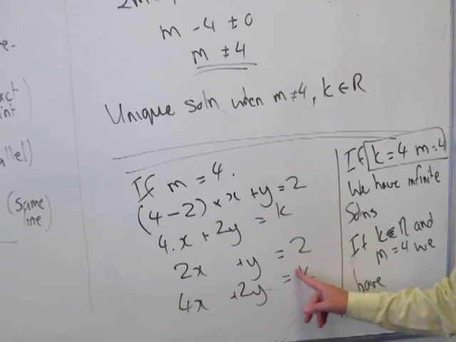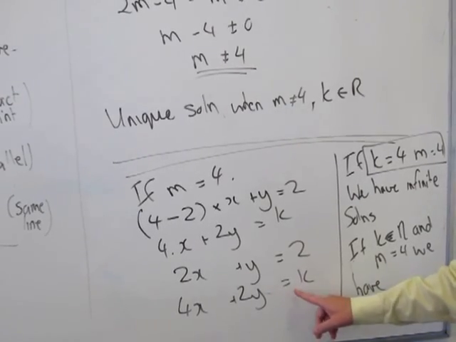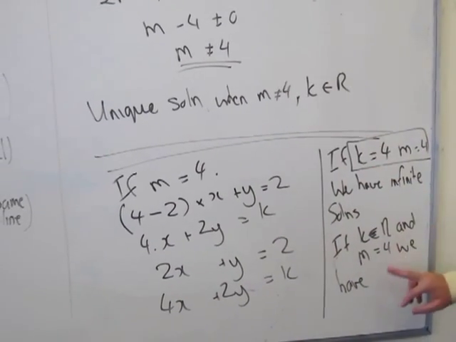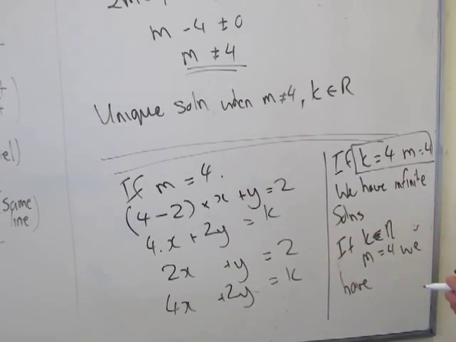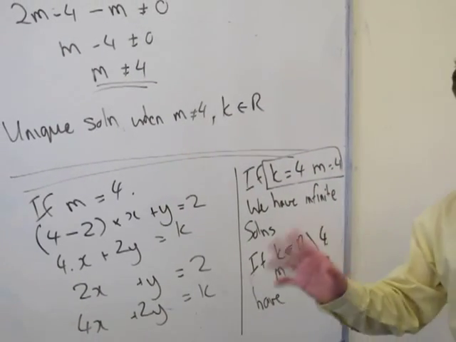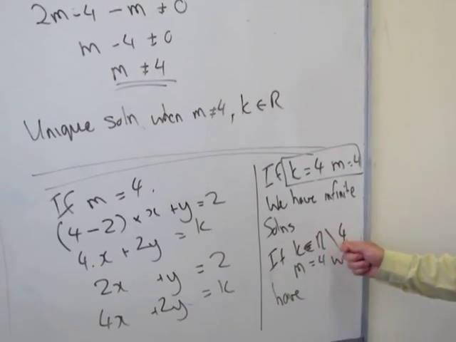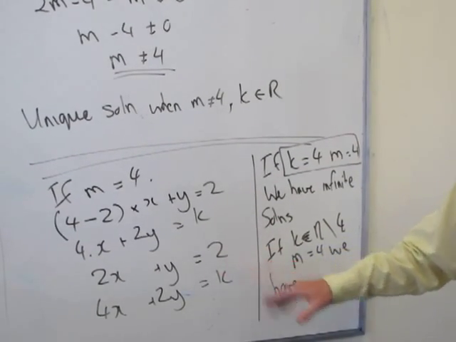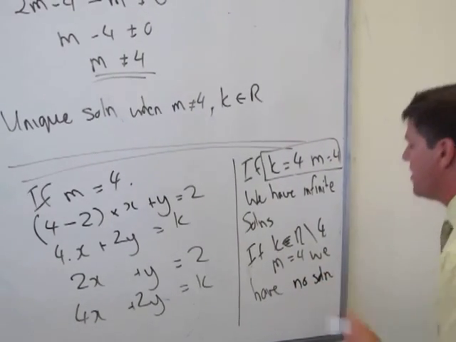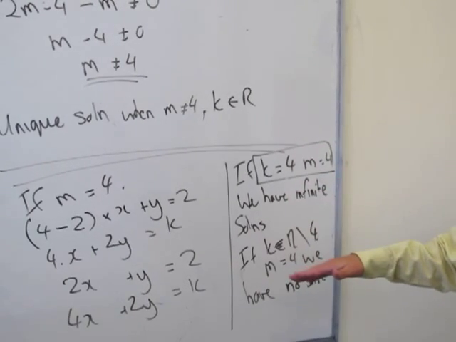So this number could be 50, it could be 0, it could be a billion, it could be whatever we like, but it can't be one value. It's going to be everything excluding which value? 4. So k can be anything here, as long as m's 4 and k is anything except 4, we'll get the other scenario which we call no solution. So you're going to get parallel lines in that case. So that's the two scenarios we've got there.